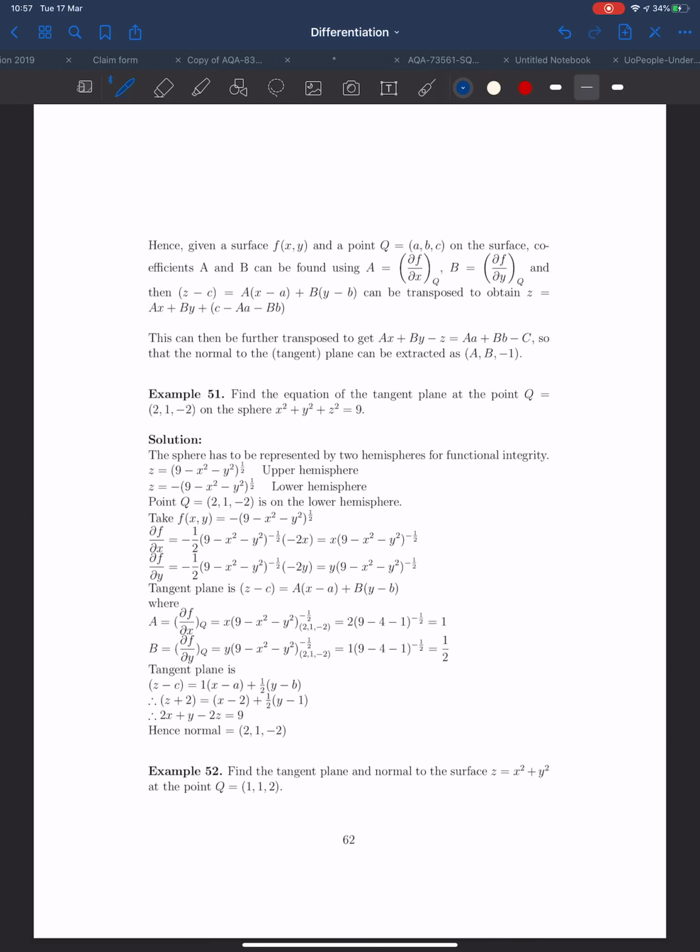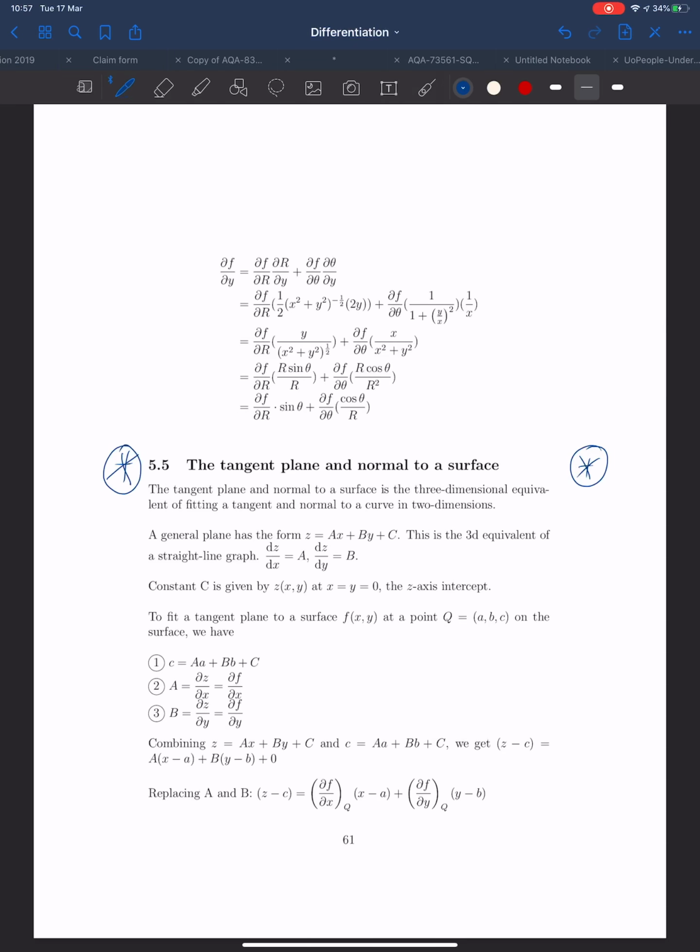Okay. This is the bit that I wanted to get onto today, these examples at the end. So the tangent plane and normal to a surface. A tangent plane and normal to a surface is the 3D equivalent of fitting a tangent and a normal to a curve in two dimensions. So what we've had in 2D, we've got, say, a curve like this. Whoops, that's not curved at all. We can have the tangent and the normal at a point here. Okay, so straight lines at a point x, y. We can have the tangent at x, y and the normal.